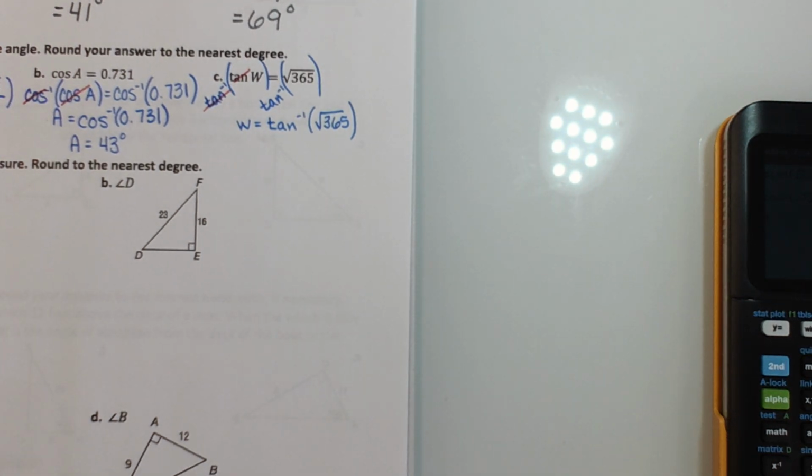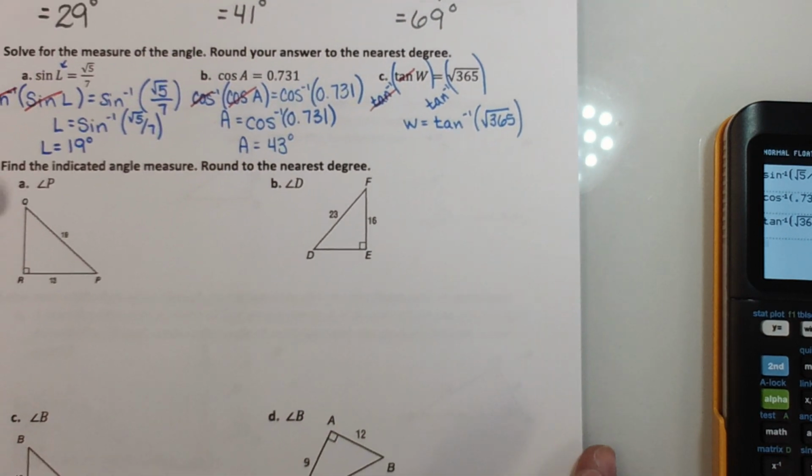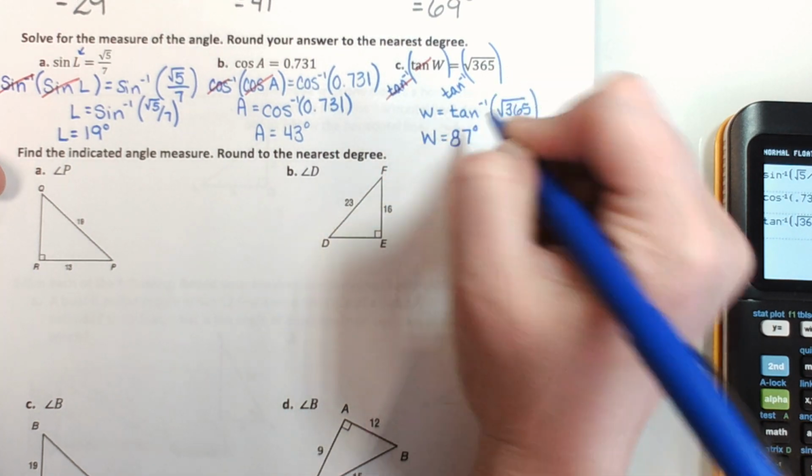That we type into the calculator. Tangent inverse, don't forget the square root this time, of 365. What do we get? 87. 87 degrees.